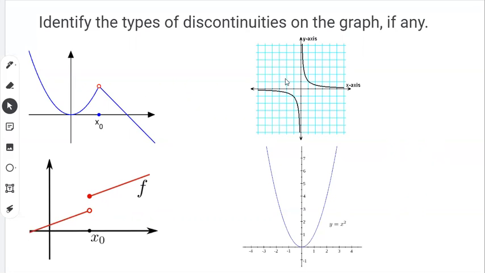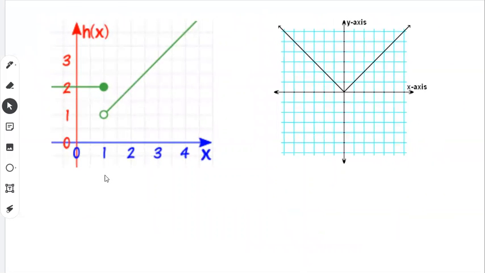Over here, where you see this graph paper, I've graphed the reciprocal function, y equals 1 over x. There's a vertical asymptote right here in the middle. So this is what's called an infinite discontinuity. And then down here, this graph actually doesn't have any discontinuities, so we call this graph continuous, and that's y equals x squared. Okay, and now this first one over here on the left side, there is a jump discontinuity because as the graph comes in from the right, it jumps from 2 to 1, so this is called a jump discontinuity. And then over here, this is the absolute value function, y equals the absolute value of x. And what you'll notice is this graph does not have any discontinuities. So we say this graph is continuous.